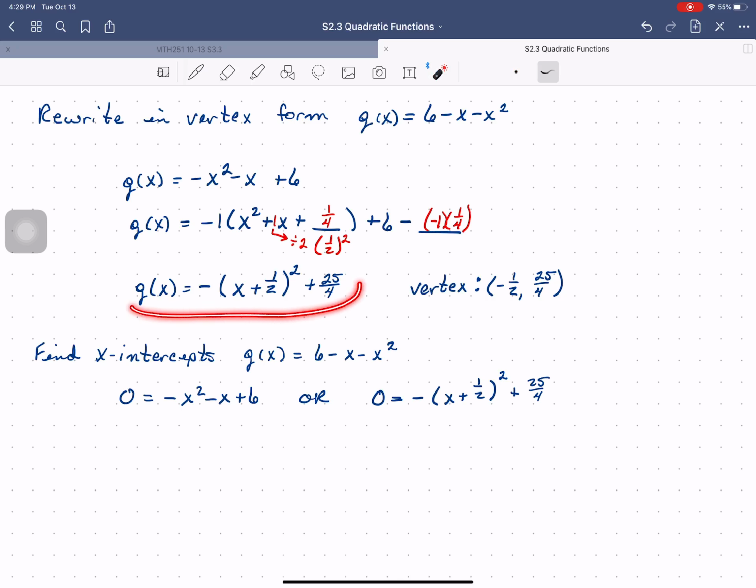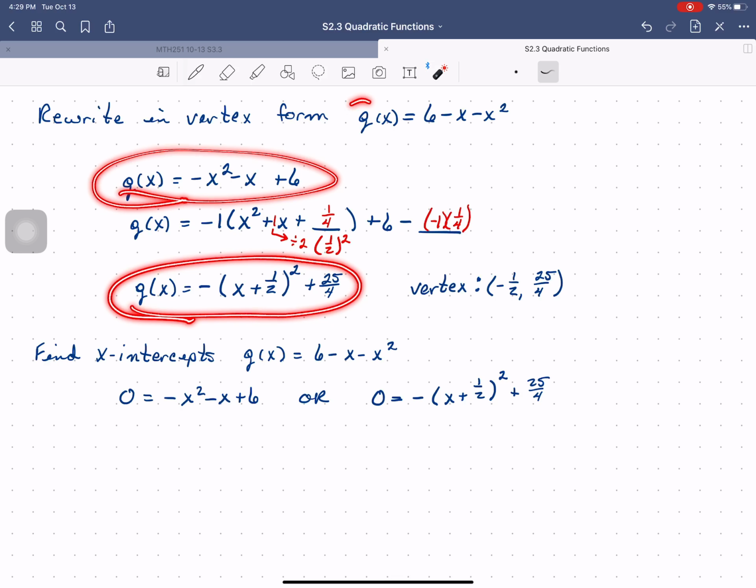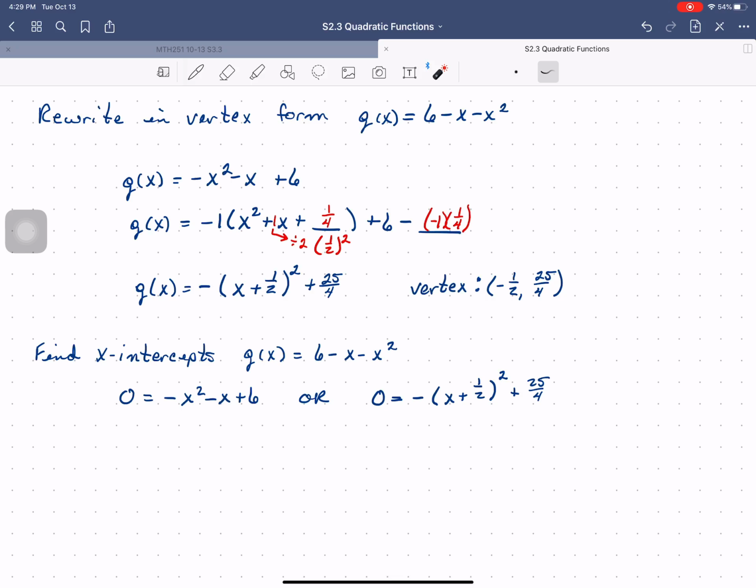Because this is an alternate writing of this. They are the same function. All three of these things that I've got circled will graph to the same curve. They are algebraically identical. Let's work with this guy.